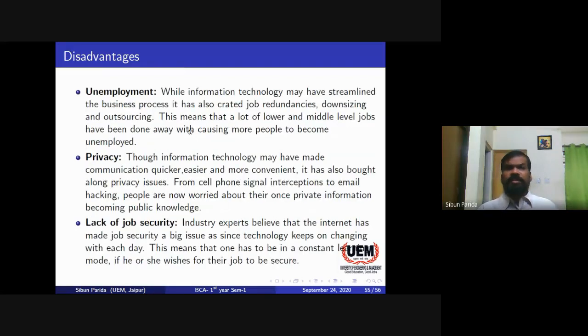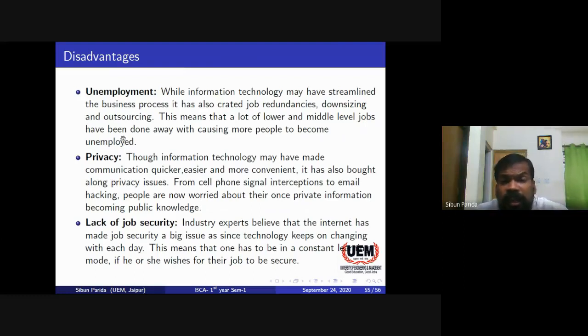What are the disadvantages? Unemployment. How is unemployment a disadvantage? Because while IT may have streamlined the business process, it has also created job redundancies. How? Downsizing and outsourcing. This means that a lot of lower and middle level jobs have been done away with, causing more people to become unemployed. So more persons are going and working elsewhere, and for that purpose a space is created.